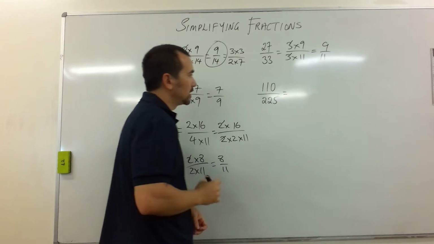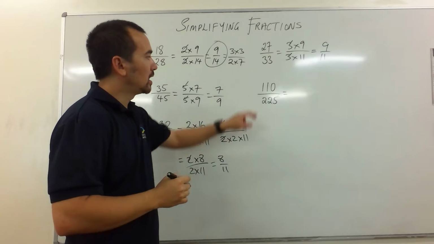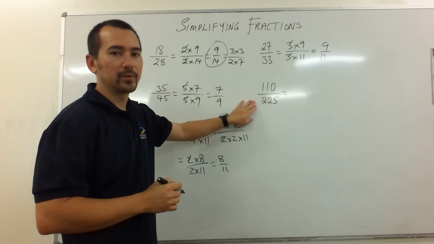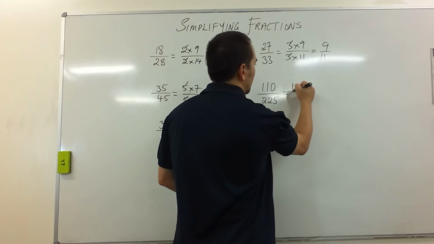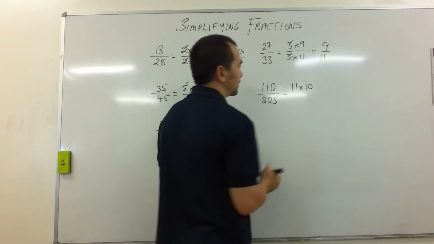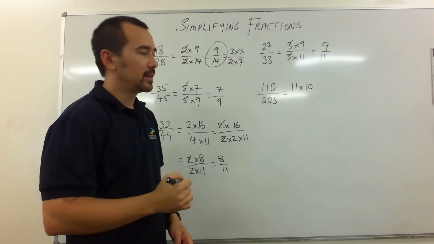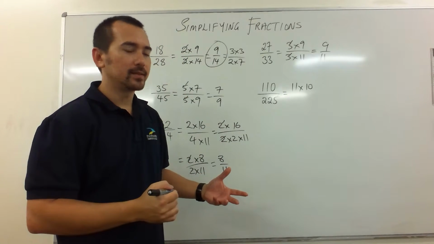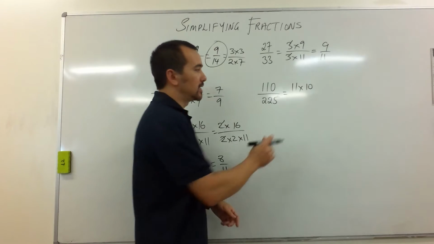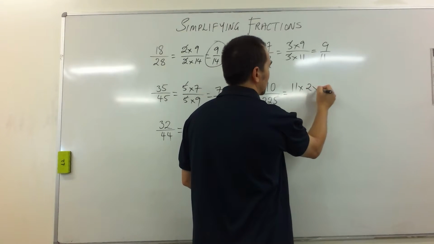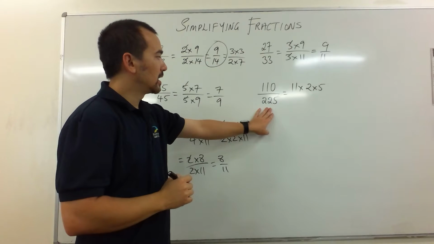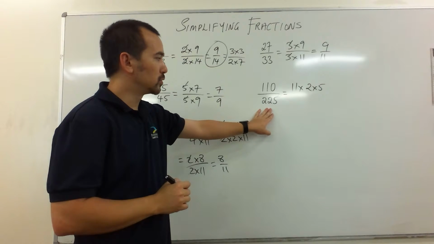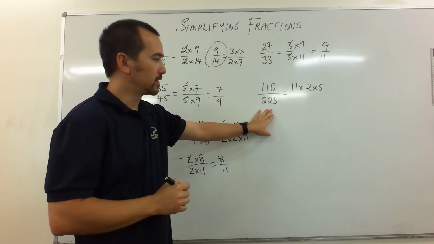Okay, let's try this one. 110 over 225. 110 is the same as 11 times 10. And when you get the hang of this, you might say, well, 10 is the same as 2 times 5. Let's see if we can break down the 225. Gee, what are their factors?